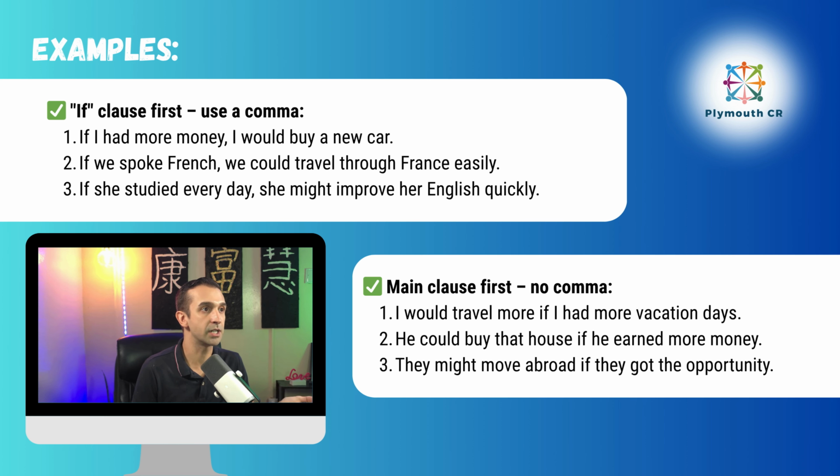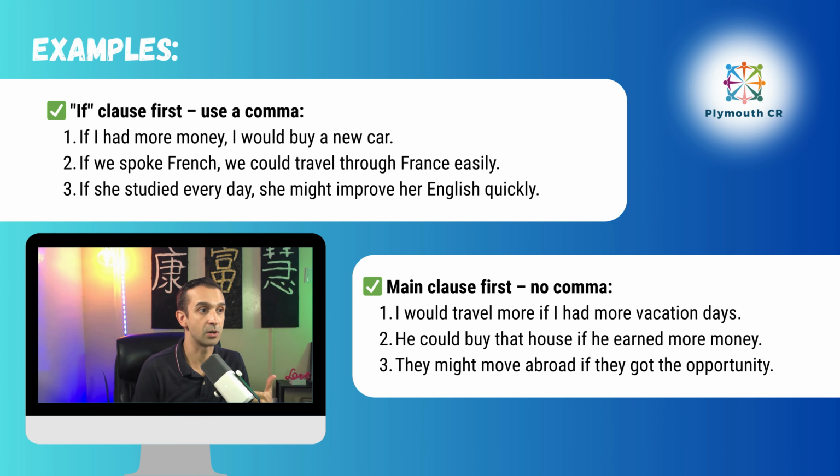If I had more money, I would buy a new car. Number two, if we spoke French, we could travel through France easily. And number three, if she studied every day, she might improve her English quickly. Now, here, the comma is required after the if clause.